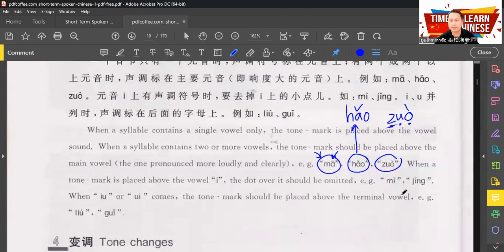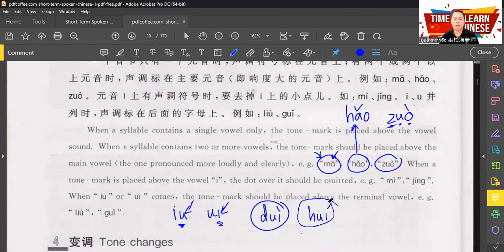But we have another rule. For example, i and u, u and i, we need to mark the tone on the last one, meaning the last final, only for i and u or u and i. For example, d, u, i, fourth tone. It's called 对. Or h, u, i, and fourth tone, 回.